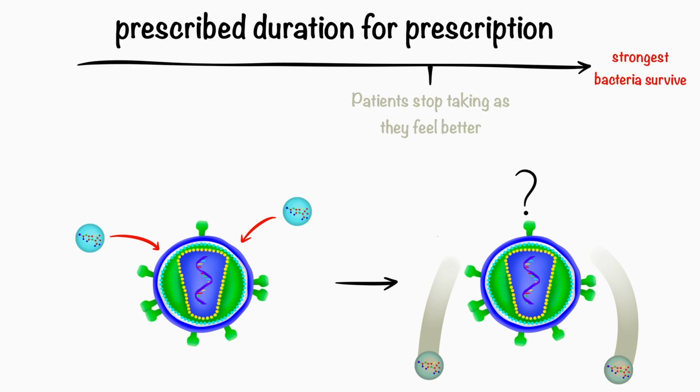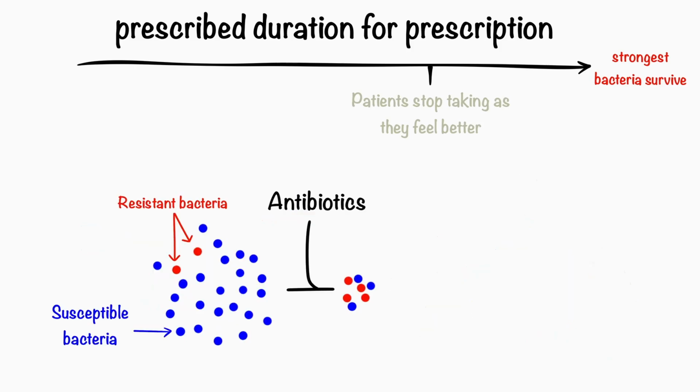Additionally, patients make things worse by not finishing prescriptions. They feel better after a few days and stop taking the pills, but this leaves the strongest bacteria alive. Every time we use antibiotics incorrectly, we're essentially training bacteria to become resistant. We're creating the perfect conditions for superbugs to evolve.